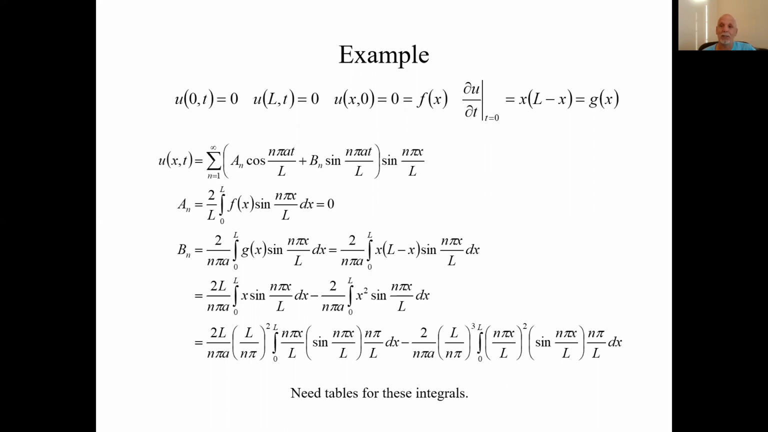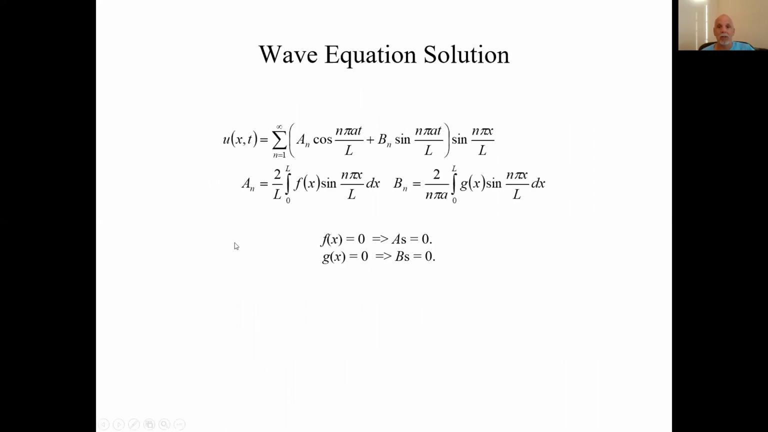And I try not to use Wolfram Alpha if I don't have to. So anyway, we had the general solution. Since the f of x's are 0, all the a sub n's are 0, so that's good. So all we have to calculate are the b sub n's. This problem now is just solve that integral, one integral.